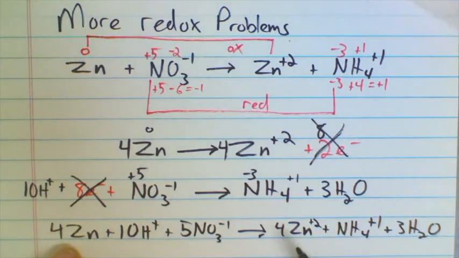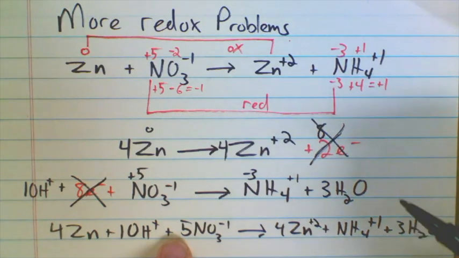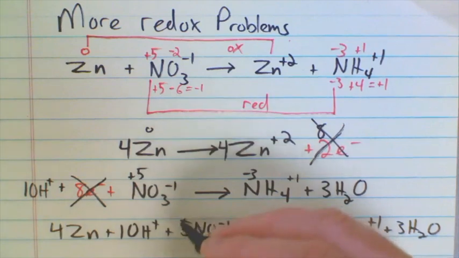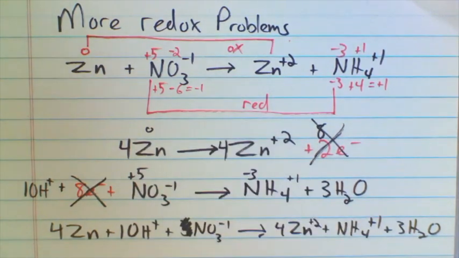So 4 zinc, 10H, and 4 and 6, 10H. Whoops. Did I forget something? Oh, I know what I did here. I don't need that 5. I put the +5, the oxidation number from top. So, okay, we're good to go there. And our oxygen matches up. So that's why we double check right there. Not just for students, double checking is good for instructors as well.